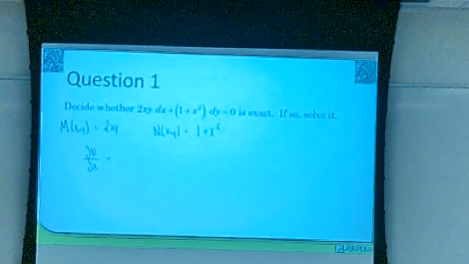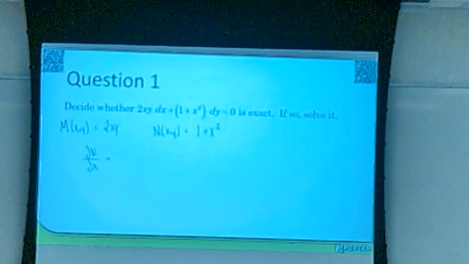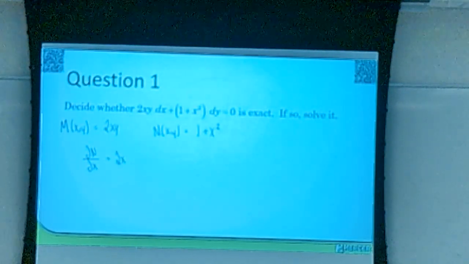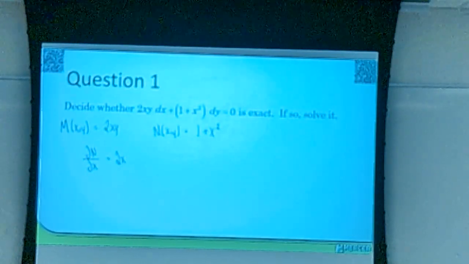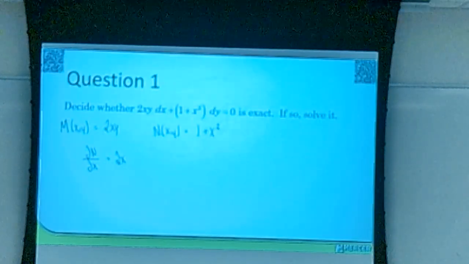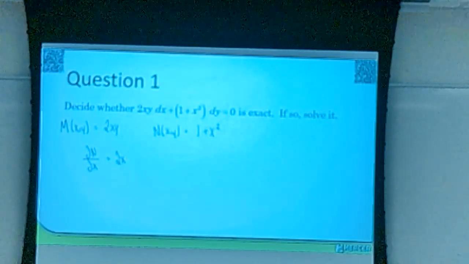Who's had Calc 3? Excellent. One of you, what's partial N, partial x? How'd you get it? You just integrate x squared of the N function. Integrate? Yeah. Differentiate. Alright. So what happened to the 1? Turns to 0.